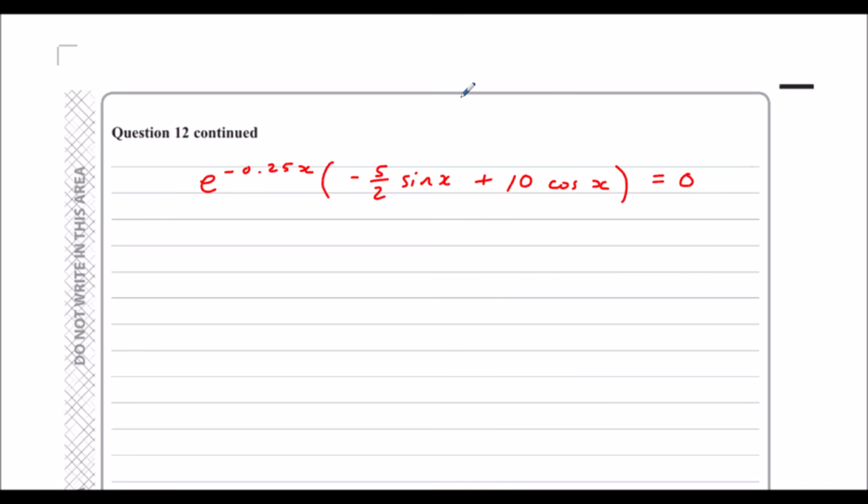Now our e function, e to the power of minus 0.25x, cannot be 0. So you can think of this as one bracket. That's going to have no solutions. It can't be 0. So this bracket must be 0. So we can say that minus 5 over 2 sine x plus 10 cos x must be equal to 0.